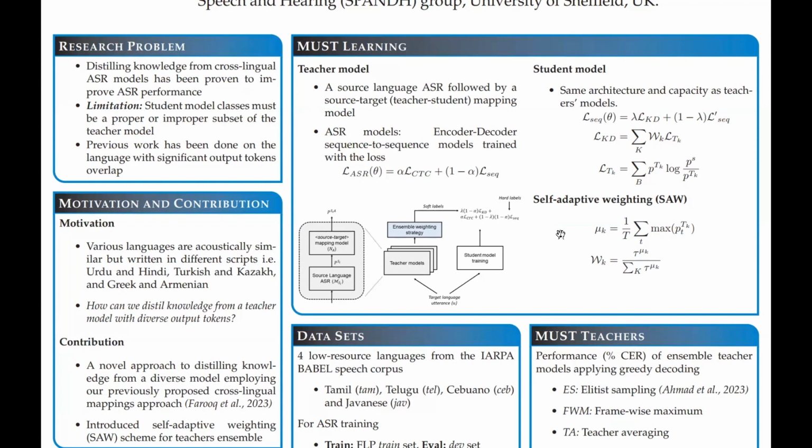As I said, we tried different ensemble weighting strategies, but we propose one here, which is self-adaptive weighting. Usually, what kind of weighting strategies are there? One very conventional one is teacher averaging, where we assign the same weight to all the teachers. Then there is frame-wise maximum, where for each frame we select the posterior of the teacher with the maximum value. But rather than these, we define a self-adaptive weighting, which assigns a weight to each teacher loss based on the so-called performance or confidence of the teacher model.